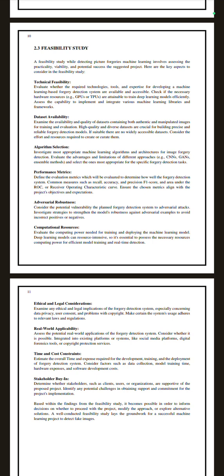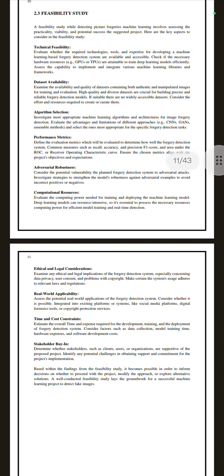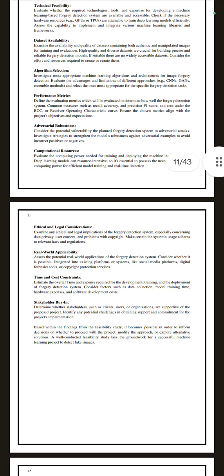Performance metrics consist of defining the evaluation metrics, which will be used to determine how well the image forgery detection system performs. Common measures such as recall, accuracy, precision, F1 score, and area under the ROC, which means receiver operating characteristic. Next, adversarial robustness and computational resources.